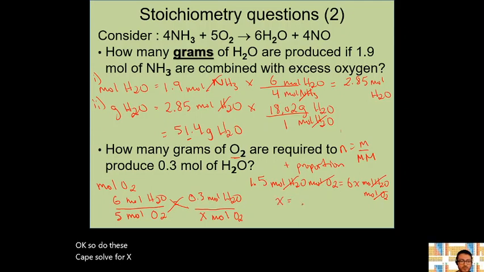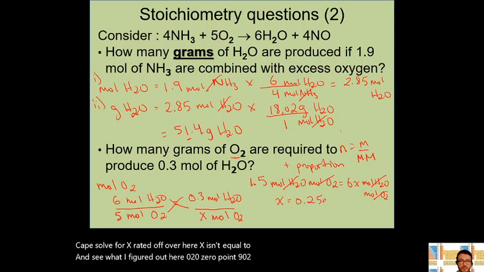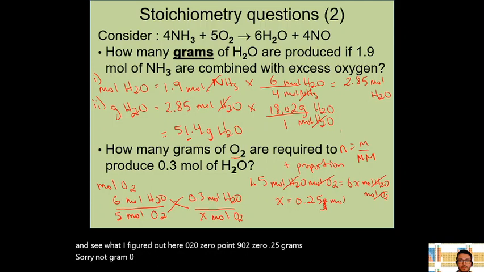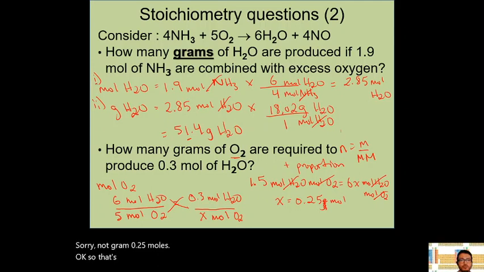X is then equal to, let's see what I figured out here. O2, 0.25 grams. Sorry, not grams, 0.25 moles. Okay, so that's our first part. We found the number of moles, our first part. Next part, not as long, is just converting that now to grams. So a simpler conversion from moles to mass.